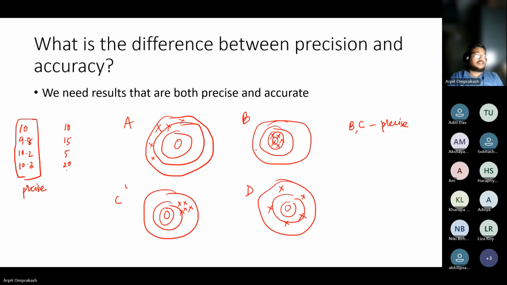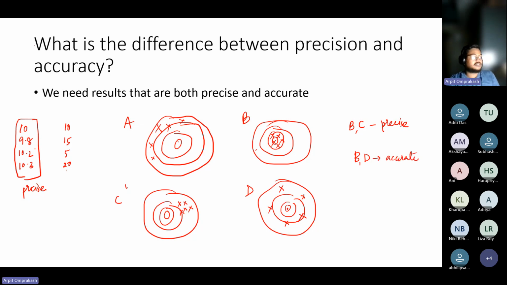Right. B and C here are precise. A and D are not precise. Again, accuracy means the average of all the measurements that you take should come close to the original value or the measured observed value, right? So in this case, B is accurate because B is shooting in the bullseye, and D will also be accurate because even though it does not look like D has done a good job, the average of all these 5 points if you take will fall somewhere around here, right? So B and D are basically accurate.